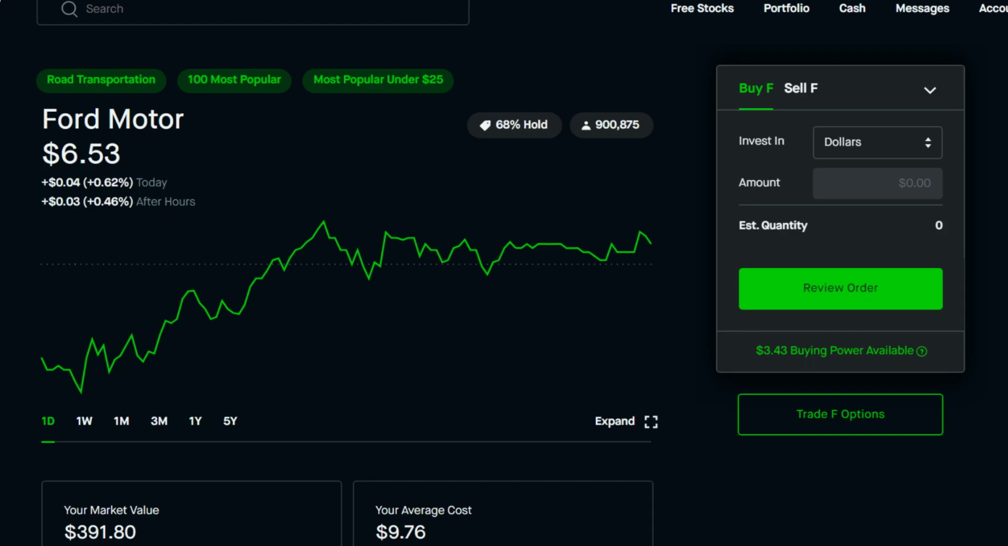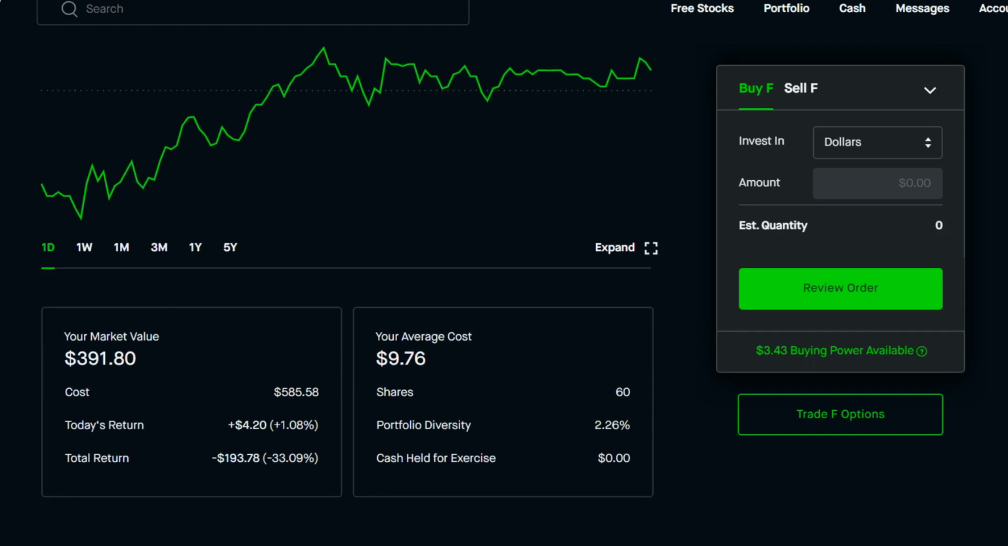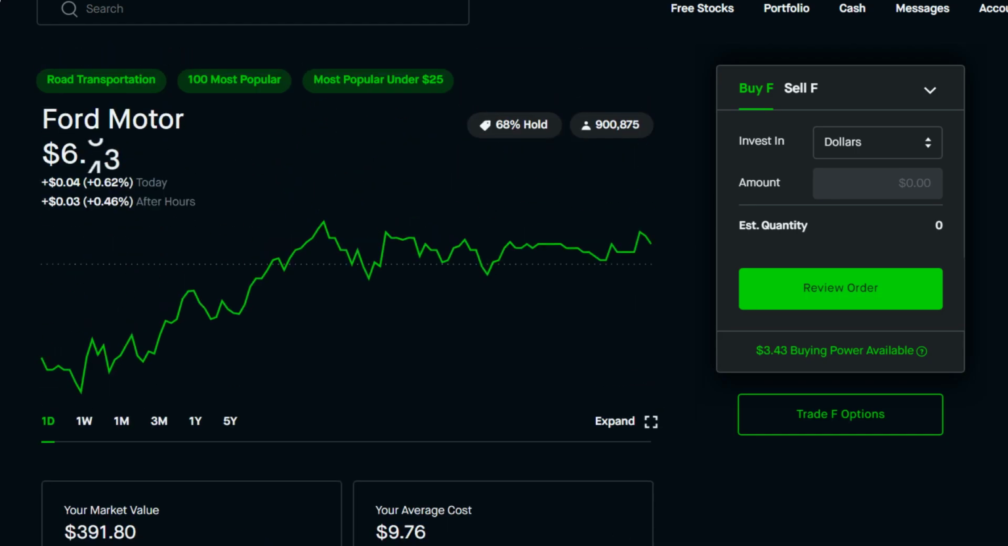After Gilead, we have Ford Motor Company. Definitely what I would consider an L of the portfolio. Pure loss here. $9.76 per share. 60 shares at 2.2% of the portfolio. Down $193 or 33%. This is what I would call an L.